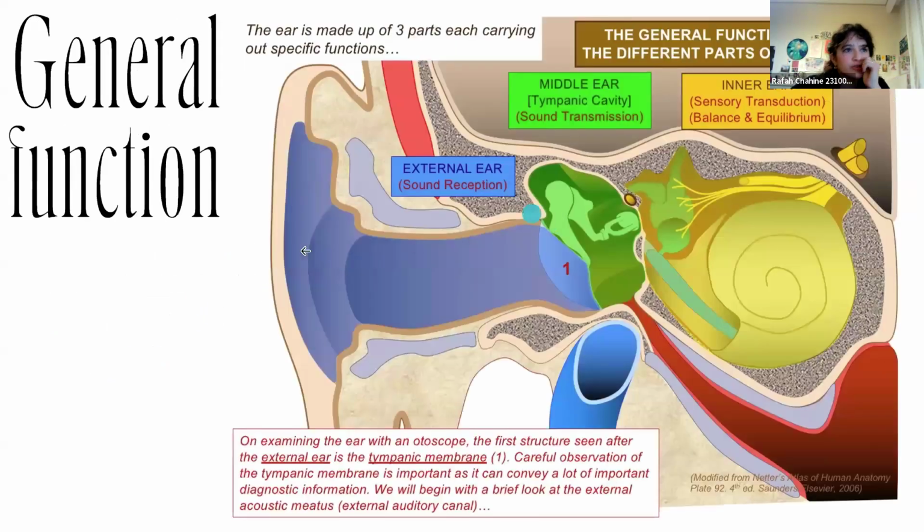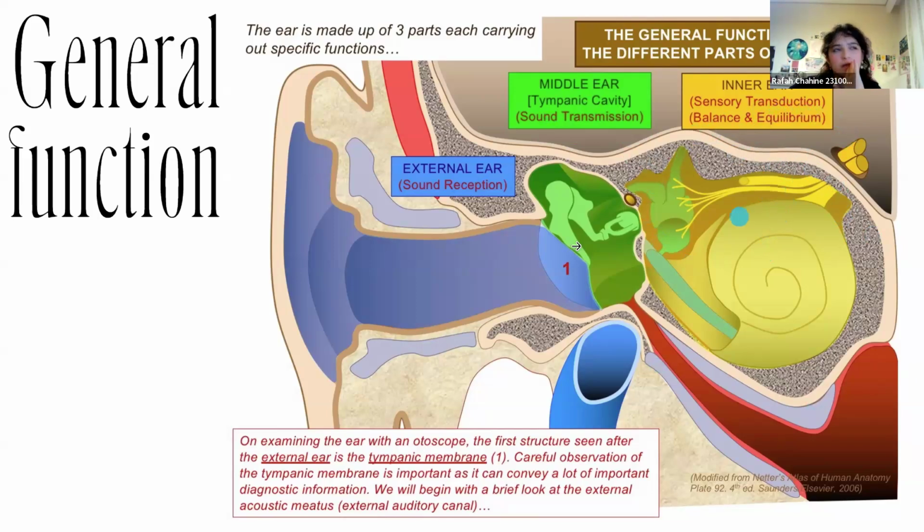So a common method of removing any impacted wax or foreign bodies is ear syringing. Now, we're done with the external ear. We said that this is for sound reception. It is what is going to collect the sound waves that are around me in my environment and take them into my middle and my inner ear, right? Next up is the middle ear, or the tympanic cavity, used for sound transmission. This is the function, and we're going to understand what we mean by sound transmission in a bit. And then we have the inner ear. This is for sensory transduction, balance, and equilibrium. And again, we're also going to understand that in a bit.